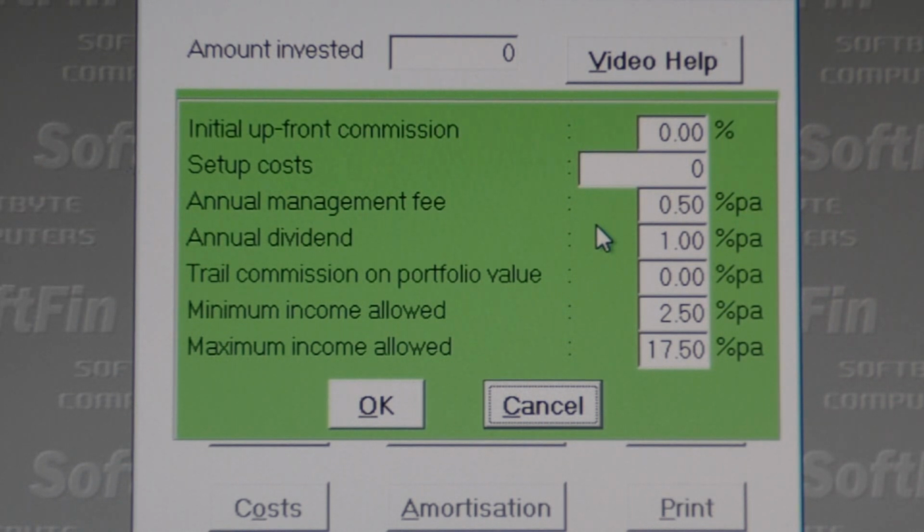You can see the minimum and maximum percentage of capital that can be drawn, and you can change these two default values if changes are announced. When calculating income drawn shown in the amortization table, the program will adjust the income requested using the values on this cost screen.